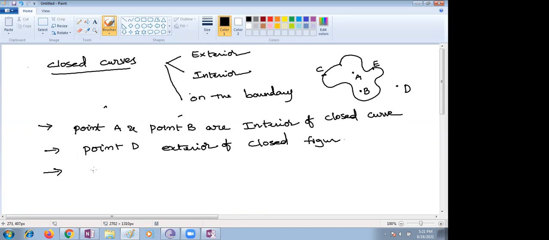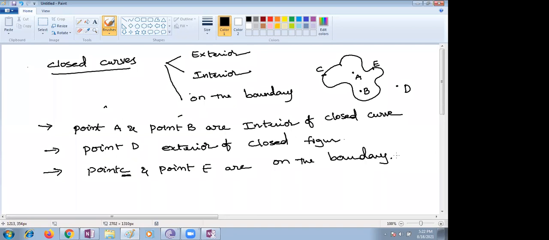Points like C, D and E are on the boundary. Now, what is inside the region? If any points lie inside the closed figure, inside the closed curve, we can call it interior. If any points lie outside the closed figure, we can call it exterior. And some points lie on the boundary of the curve, so we call it on the boundary. These are the main points we discussed.